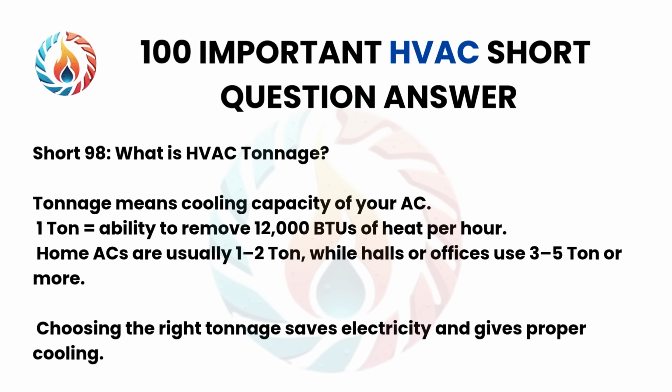Short 98. What is HVAC tonnage? Tonnage means cooling capacity of your AC. 1 ton equals ability to remove 12,000 BTUs of heat per hour. Home ACs are usually 1 to 2 ton, while halls or offices use 3 to 5 ton or more. Choosing the right tonnage saves electricity and gives proper cooling.